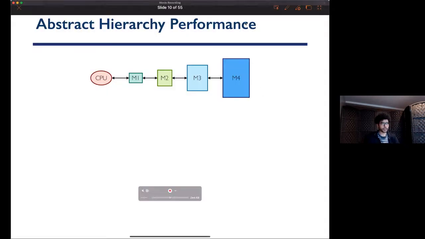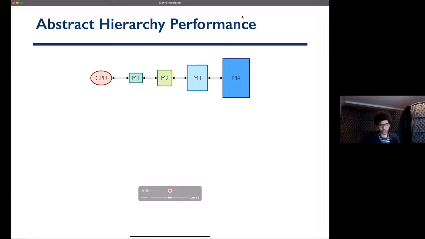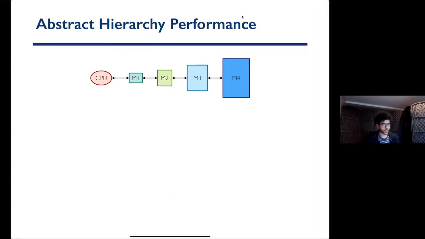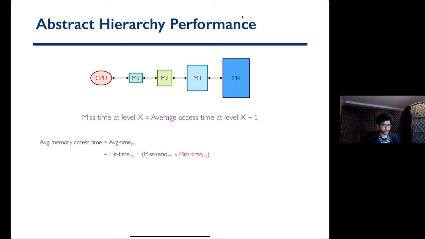So we're talking about a hierarchy of caches to reduce the miss time, so that if we miss in one level, instead of going all the way to memory, we have a chance to find the data we're looking for in the next level cache. Now, in this case, the miss time at level X is equal to the average access time at level X plus 1, obviously. Now, what is average memory access time at a certain level? This is equal to the hit time at that level plus miss ratio at that level times miss time at that level.